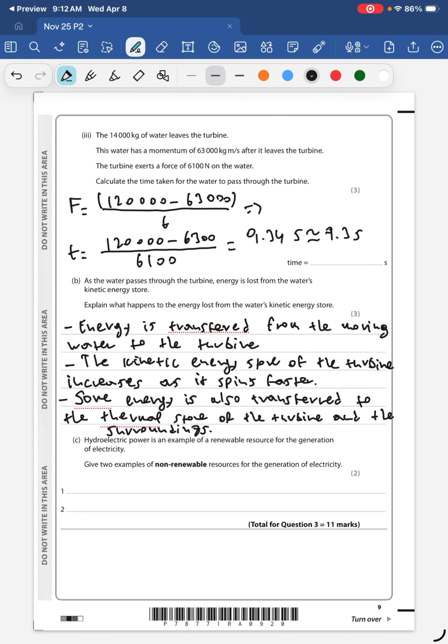Hydroelectric power is an example of a renewable source for the generation of electricity. Give two examples of non-renewable resources for the generation of electricity. So oil, gas, and we can write also uranium, plutonium, etc. I mean, there are many other things that are not renewable. So this was question 3.